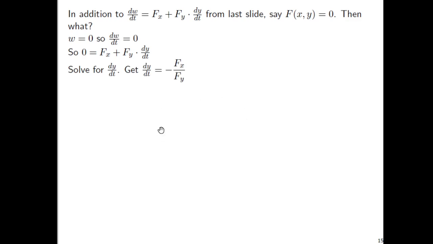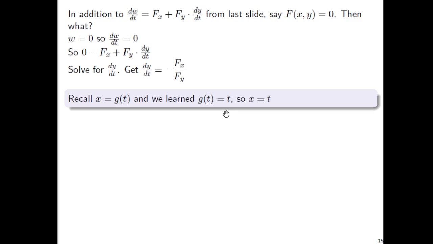If we solve for dy dt here, subtracting f sub x on both sides and then dividing both sides by f sub y, you have dy over dt equals negative f sub x over f sub y. Recall also that we had started with x is some formula of t, but we left it generic, calling it g of t at first, and then we later said, somebody clued us in that g of t equals t.